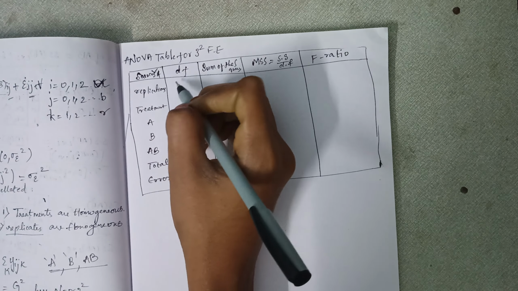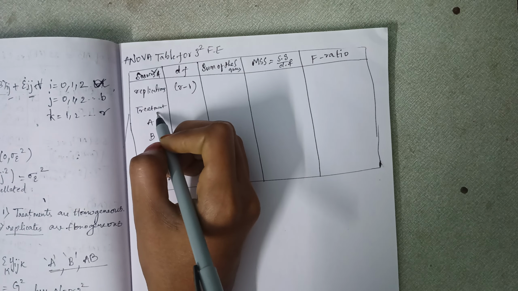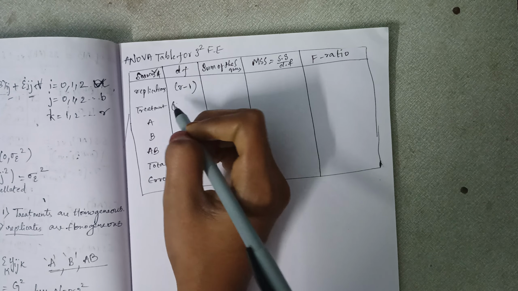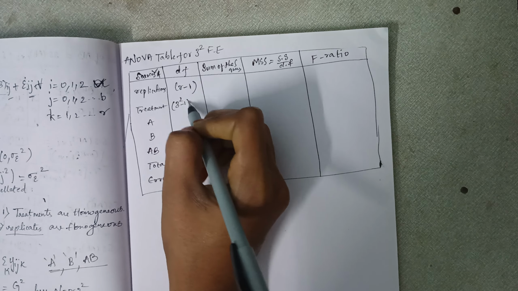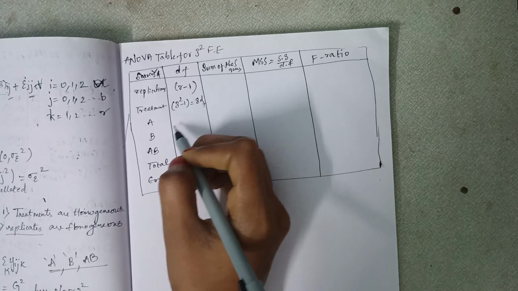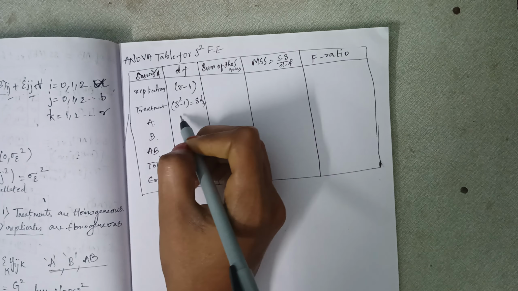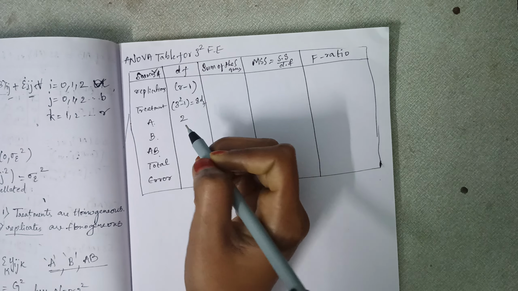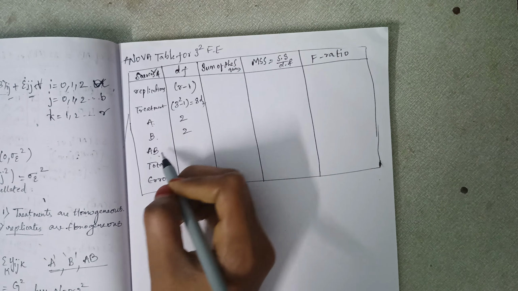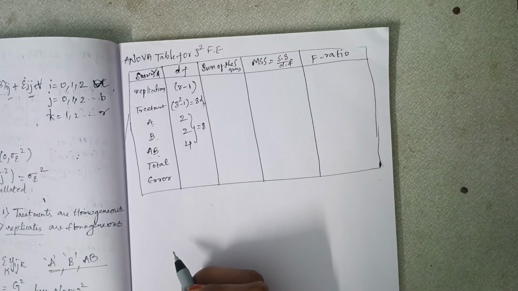And the replication degrees of freedom will be r minus 1, and for the treatment we have 3 power k minus 1, that is 3 square minus 1, which is equals to 8. These 8 degrees of freedom will be distributed to the main effect A and B and the interaction effect. So the main effect A has 2 degrees of freedom, and main effect B has 2 degrees of freedom, and the interaction effect AB has 4 degrees of freedom. That is total is equals to 8 degrees of freedom.